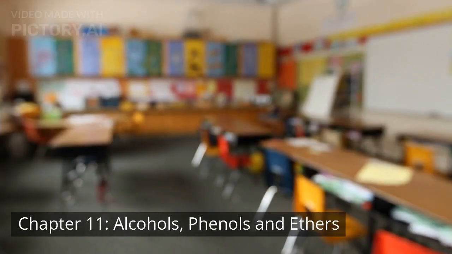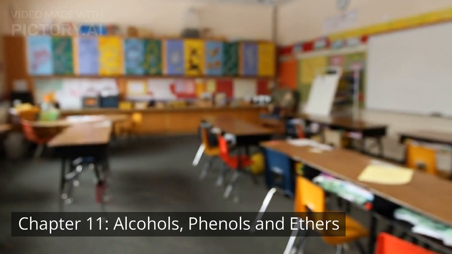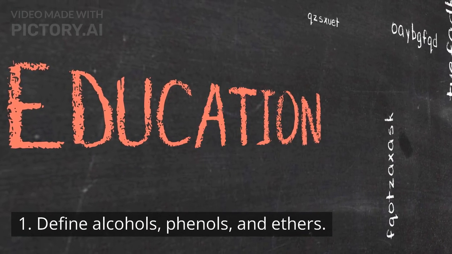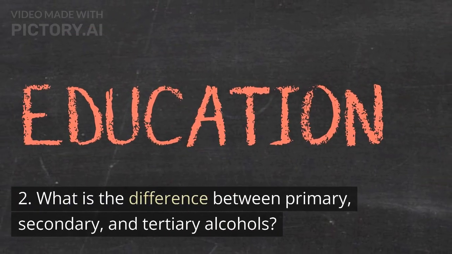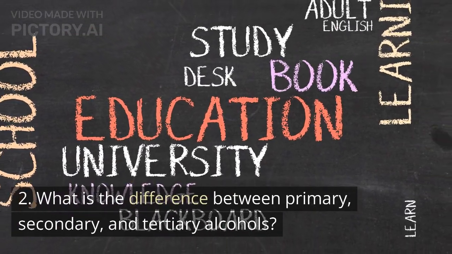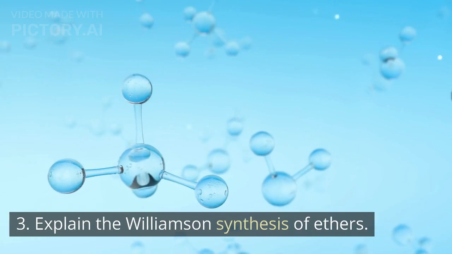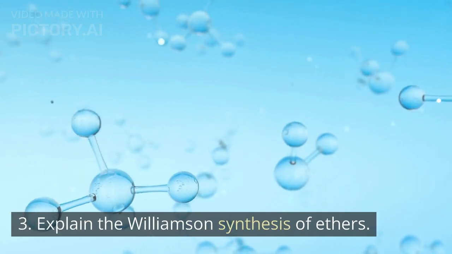Chapter 11. Alcohols, phenols and ethers. 1. Define alcohols, phenols, and ethers. 2. What is the difference between primary, secondary, and tertiary alcohols? 3. Explain the Williamson synthesis of ethers.